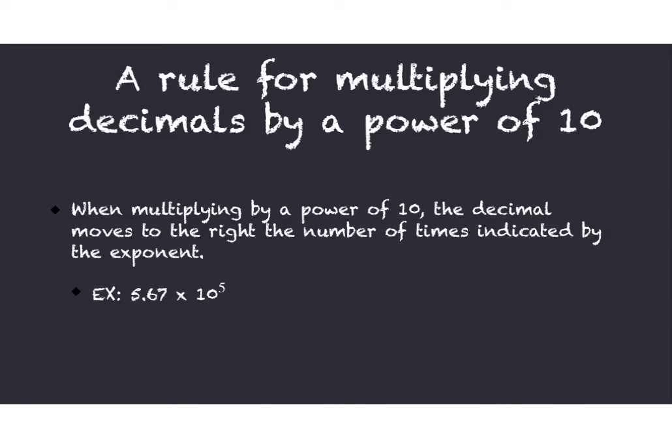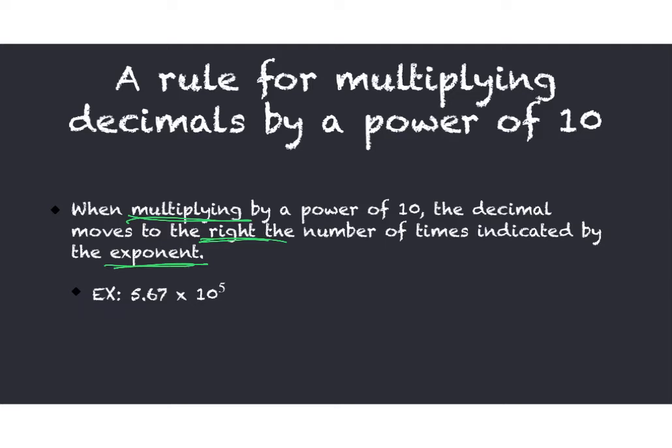When multiplying by a power of 10, the decimal moves to the right the number of times indicated by the exponent. Okay? So let's look at this here. 5.67 times 10 to the 5th power.